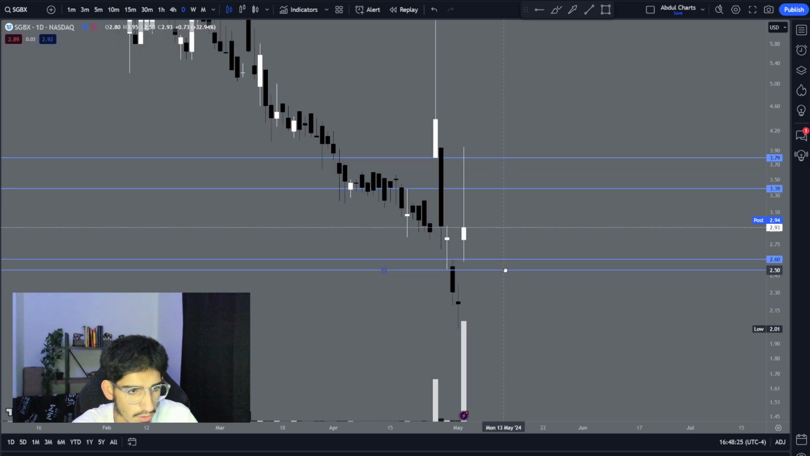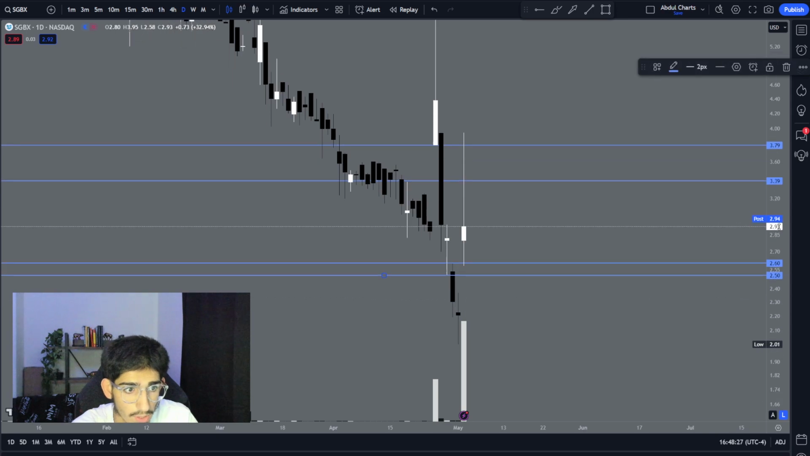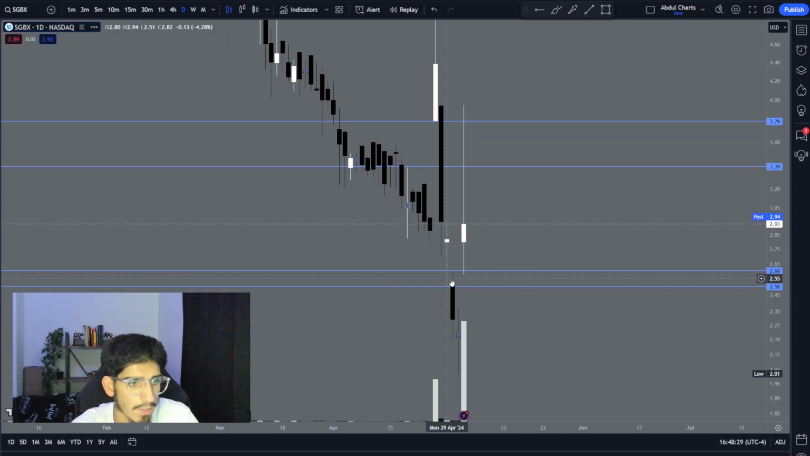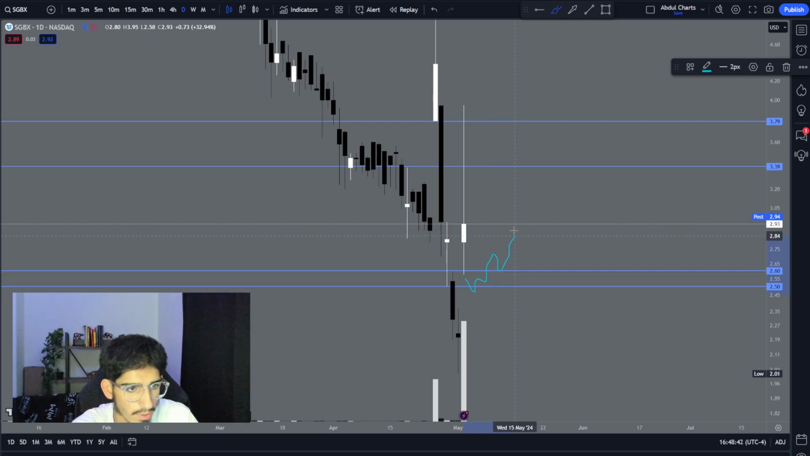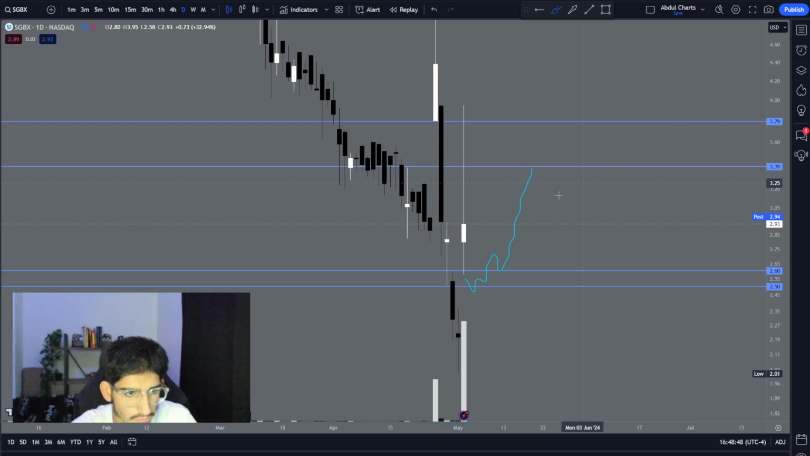Let me draw that out. And then we have also this high right here that we can flip into support. So first, this is what I want to see. I want to see 2.50 crack, reclaim, breakout 2.60, reclaim for a move back up to next resistance levels, right here, right here. All right, so this is the kind of plan that I would be looking for. And that's exactly what happened here.